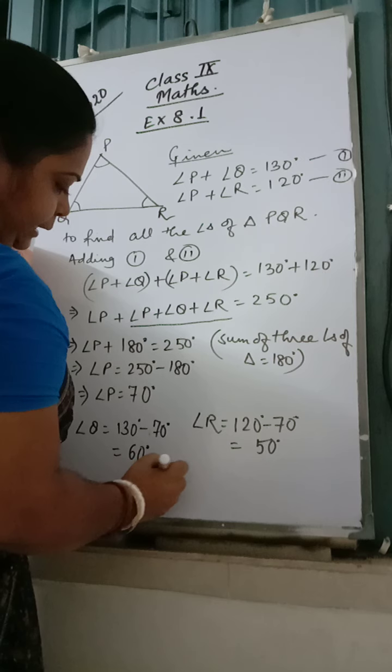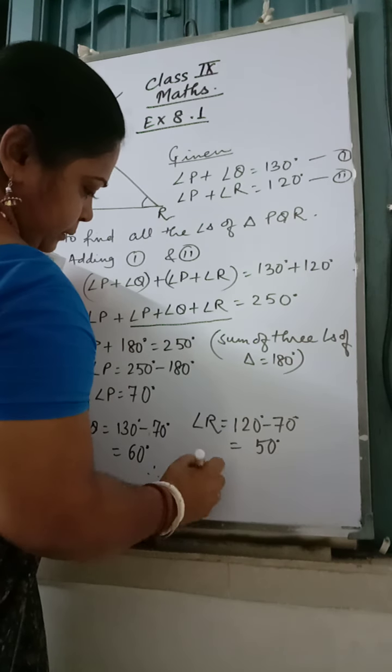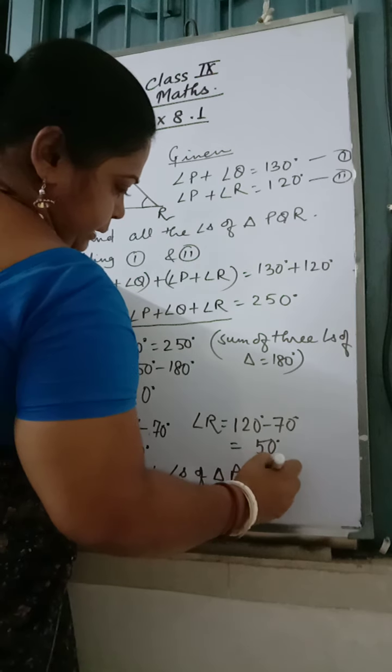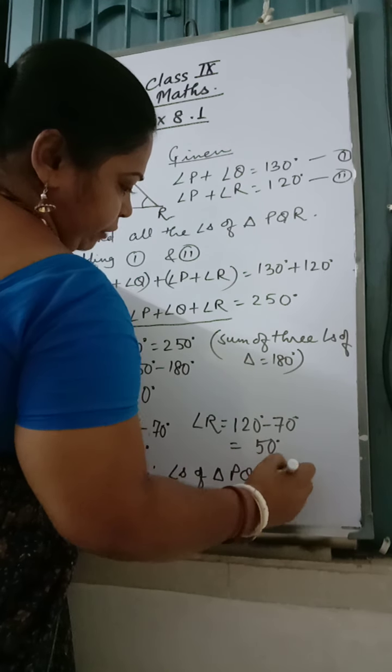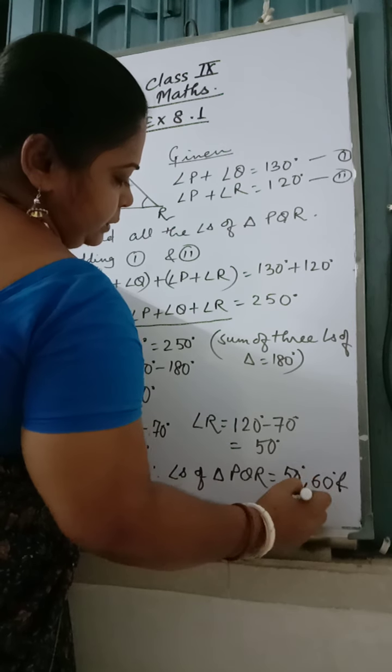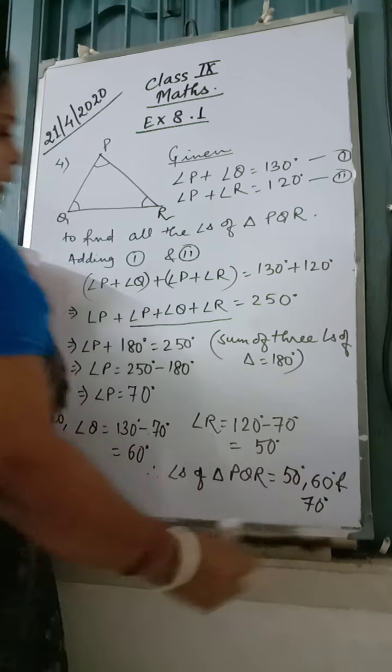So therefore the angles of triangle PQR are 50 degree, 60 degree and 70 degree. We got these 3 angles.